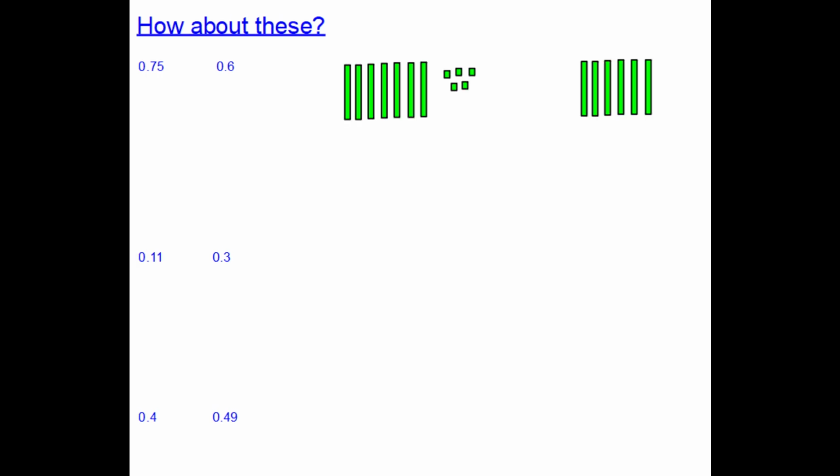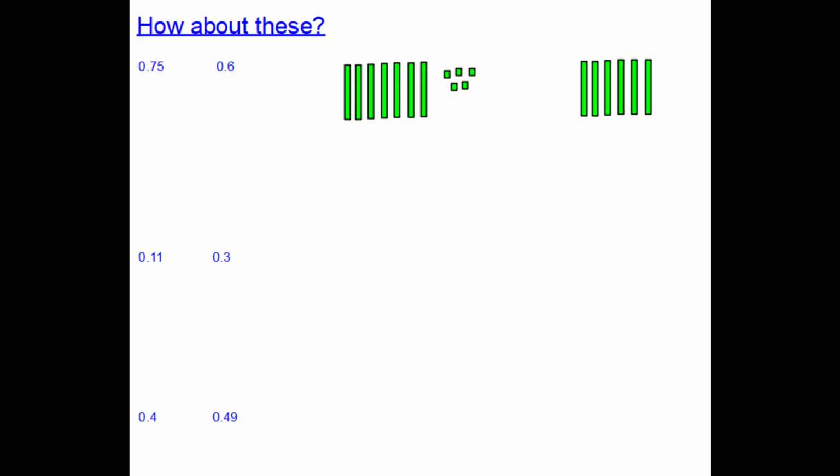Let's try comparing some more decimal amounts now. Here I have 3 sets of decimals for comparison. First I have 0.75 compared to 0.6. To help me compare, I'm going to illustrate these. So just like before, I'm using those rods and the little squares to illustrate each number.